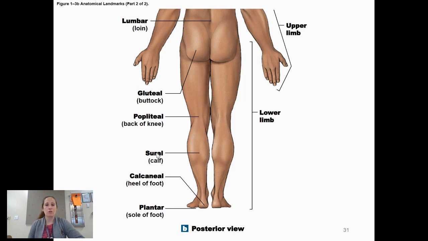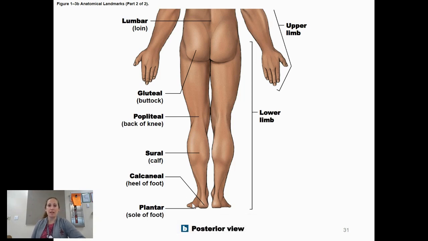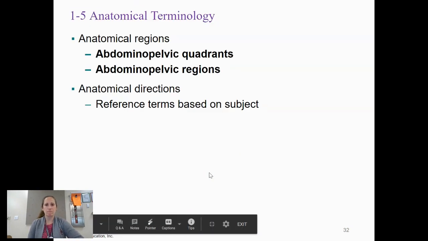And then you have your inferior, posterior terminology, your lumbar, glutes, the popliteal region behind the knee, your sural region, which is the calf area where the gastrocnemius muscle is, calcaneal, which is your heel, again, calcaneal heel, and the plantar region. I have plantar fasciitis in my right foot right now, so I know that region really well. Not the greatest, but that reminds me I plant my foot. That's the sole of my foot, the part of my foot that goes down and steps down when I walk.